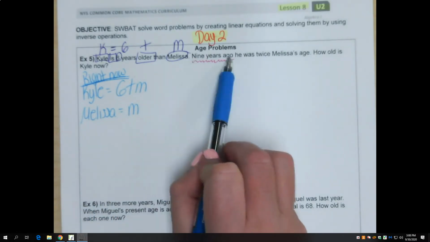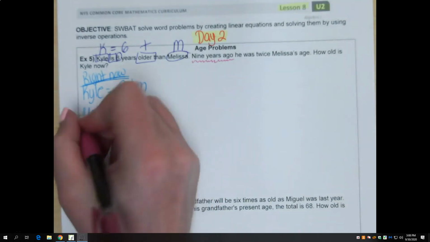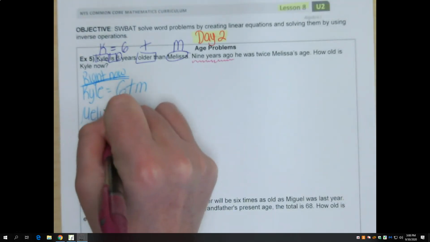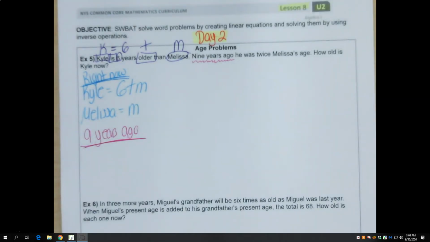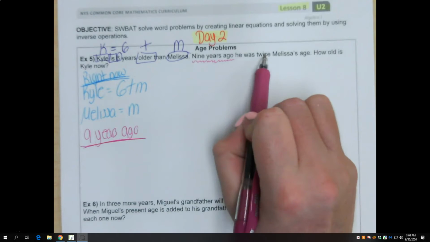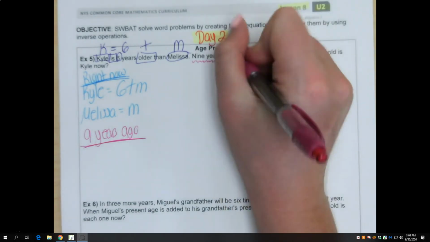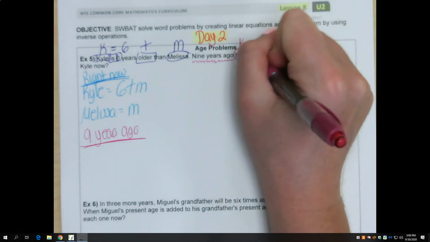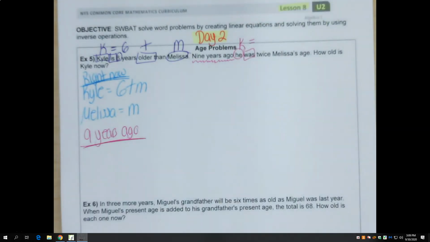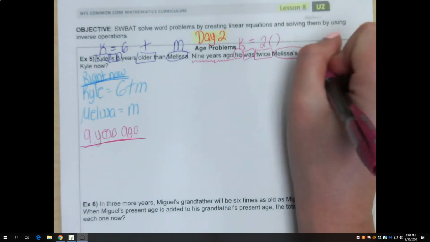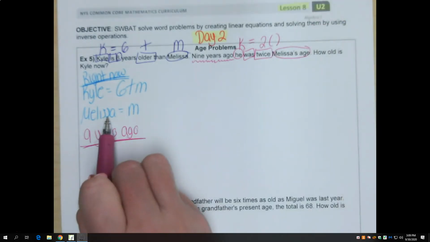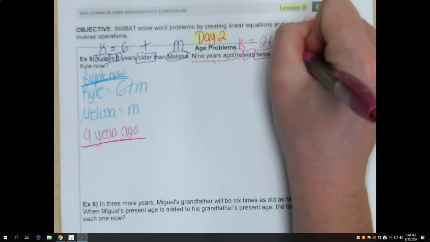Now I'm talking about 9 years ago. So let me at least start off by writing that out. 9 years ago, this is how old they were. He was twice Melissa's age. Well, he is Kyle. So Kyle was, that's going to be Kyle equals twice Melissa's age. Twice is a key word. It means 2 times. So he was 2 times Melissa's age. We said that Melissa is being represented by the variable m.